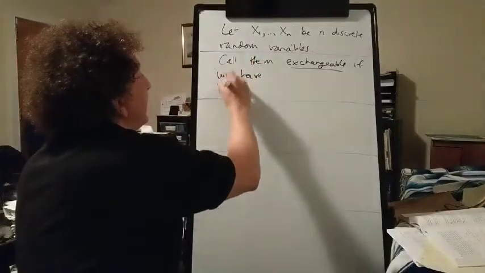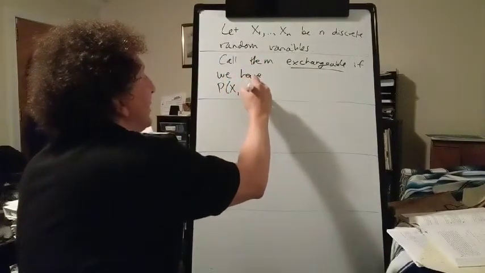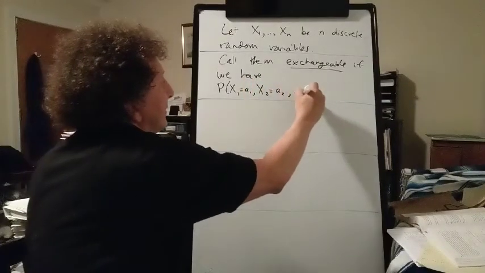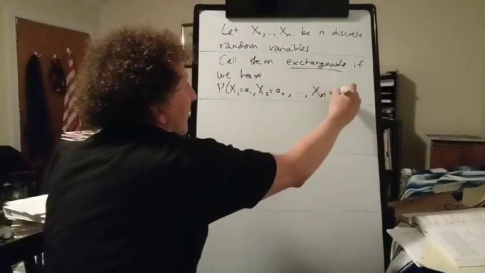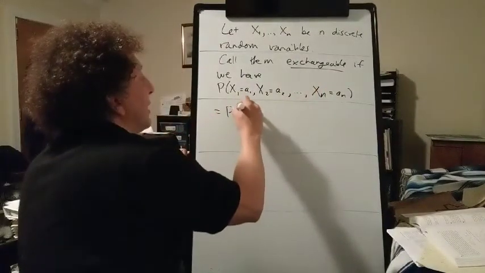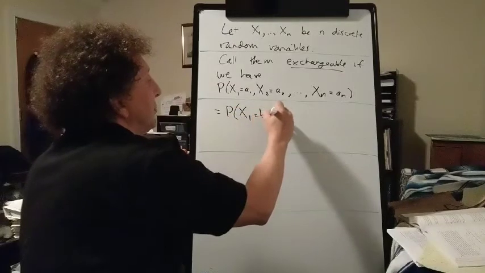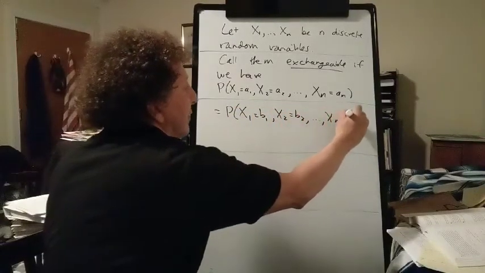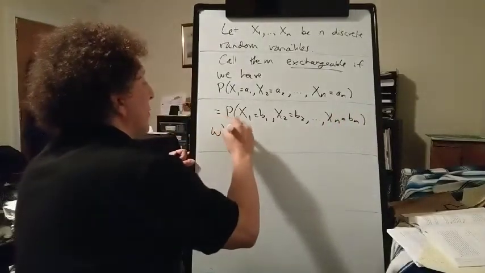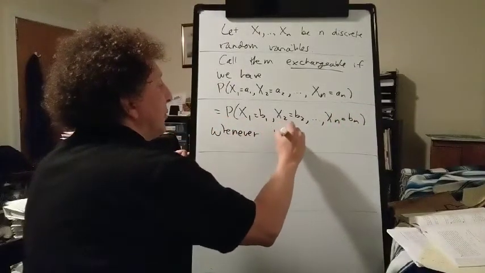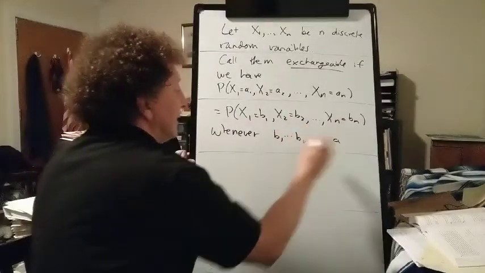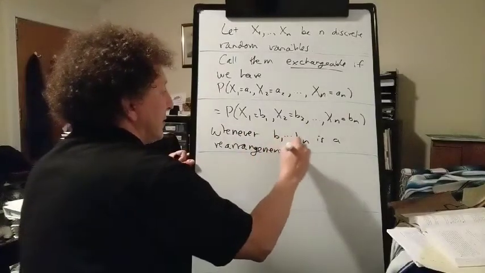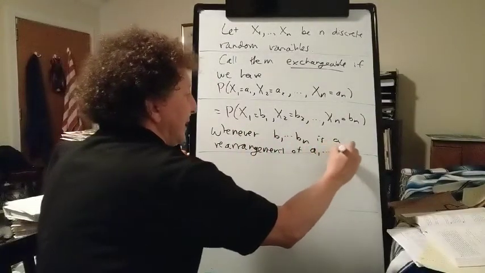If we have the probability that X1 equals some number a1, X2 equals some number a2, etc., equals the probability that X1 equals b1, X2 equals b2, etc., whenever b1 through bn is a rearrangement of a1 through an.